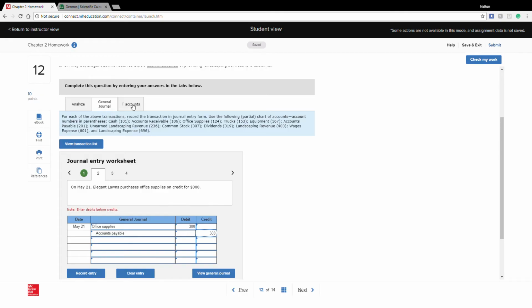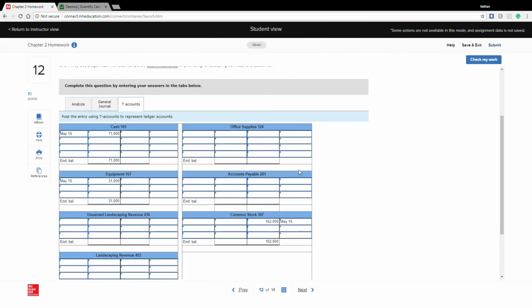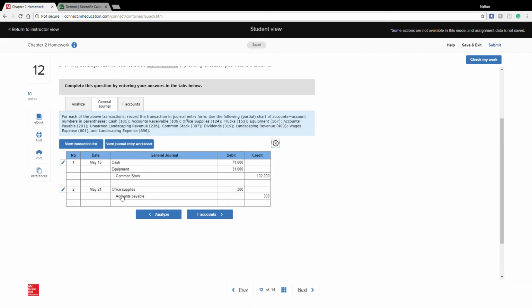Okay, so I got two accounts, and of course it's going to pop up this, so you want to hit OK. So office supplies, this was on the 21st of 300. Then we have accounts payable of 300. Cool. On the road again.